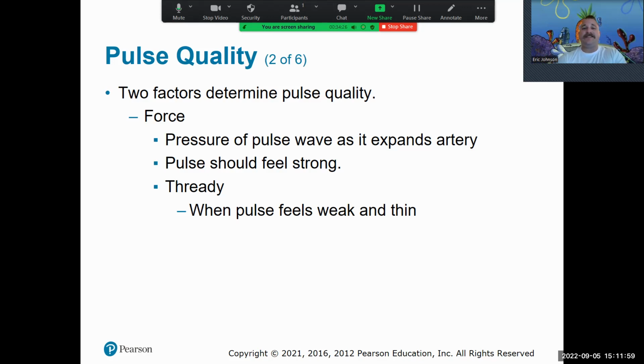I bring up thready because this is one that EMT students and paramedic students too tend to use, not understanding that there is a difference between weak and thready, or so I'm told. But really, it's one of those things that if you say it during a ride along, you're likely to get a paramedic that's going to say, well, what's thready? So do yourself a favor, please. Don't use the word thready. Just as a pro tip, just say that it feels weak.